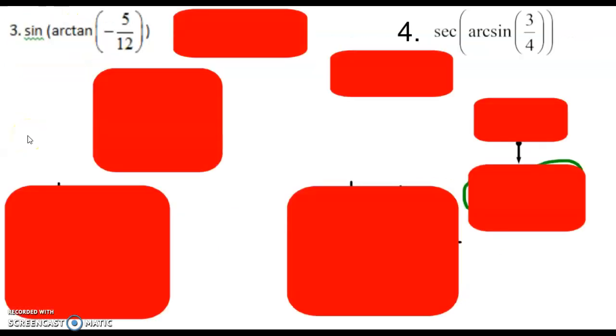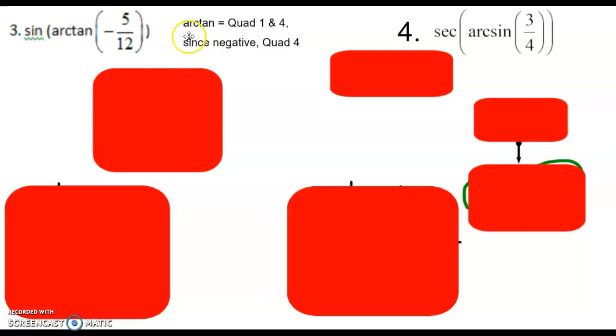Hopefully you've had some time to try out numbers 3 and 4. The answer for number 3 is -5/13. And number 4 is 4√7/7. So let's see again why that's the case. So number 3, the first thing I want to evaluate is this inside portion. And again, I know my arctan is defined in quadrants 1 and 4, but because it's negative, I'm going to be down in quadrant 4.